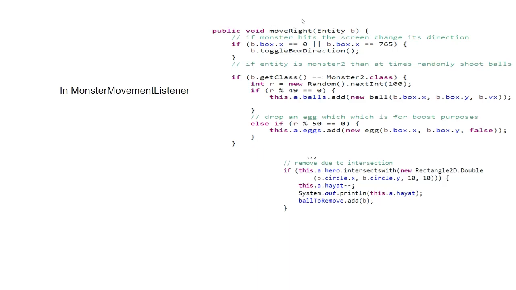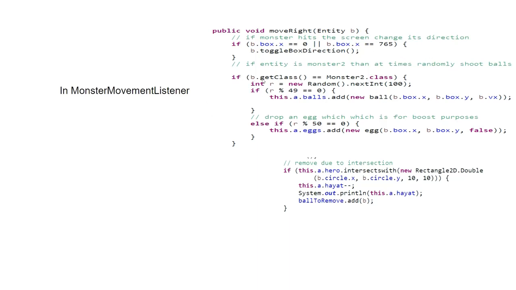Another one is very similar. This is so my monster, whenever it goes right or left, checks if its X is 0 or 765, which are my frame sizes, and if it is, it changes its direction so it doesn't go off the screen.